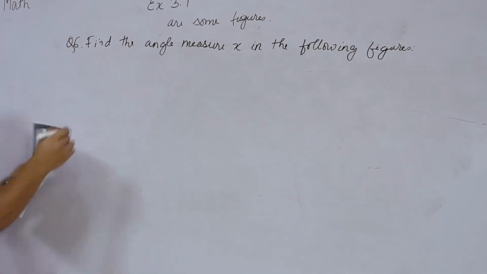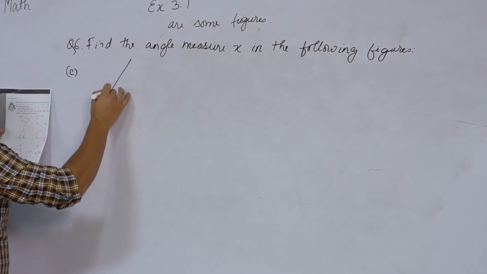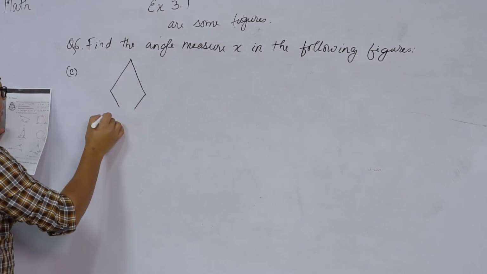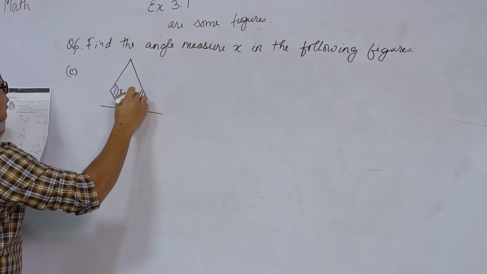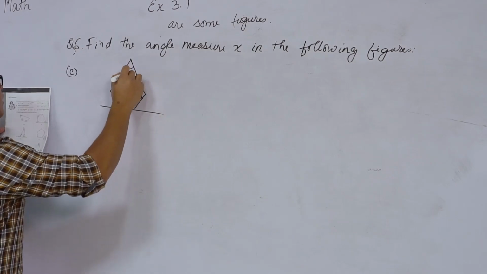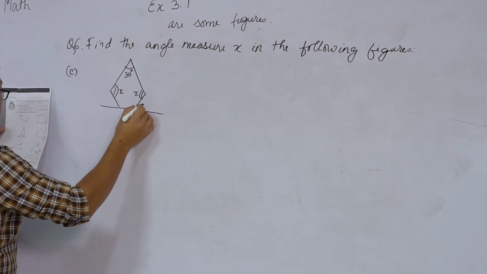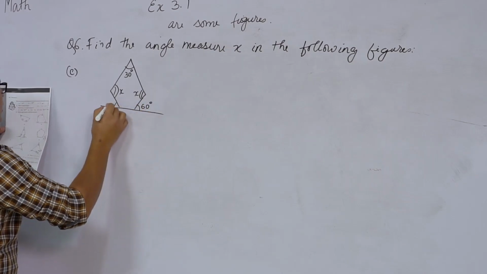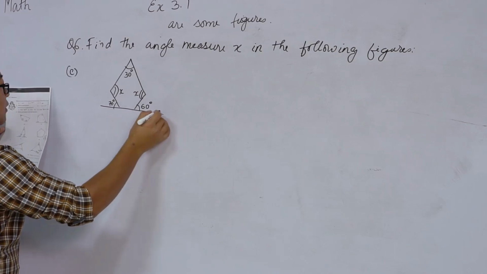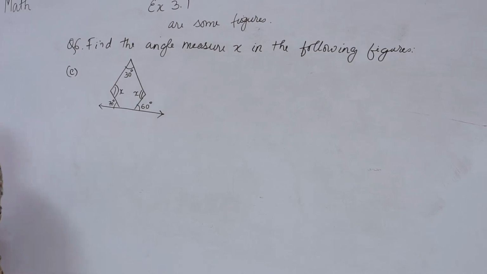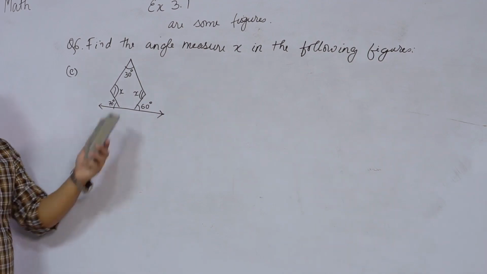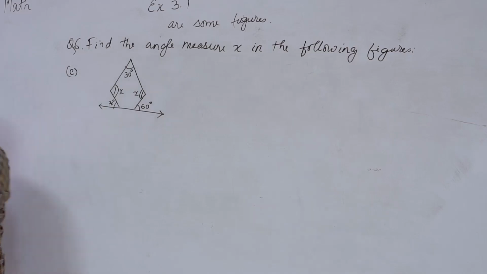Now let's look at question C. It has an interesting figure. Now, this is the angle given. This is the figure given in the question. We have to find x.